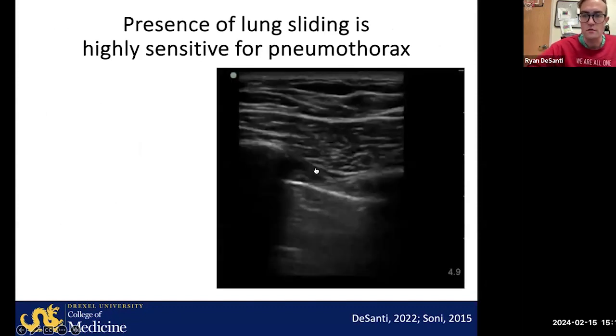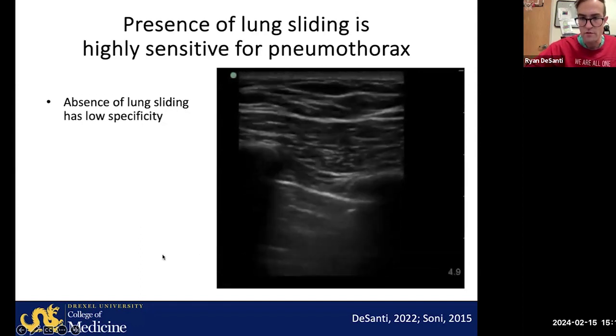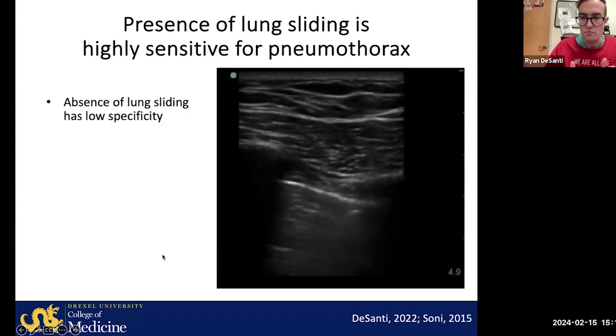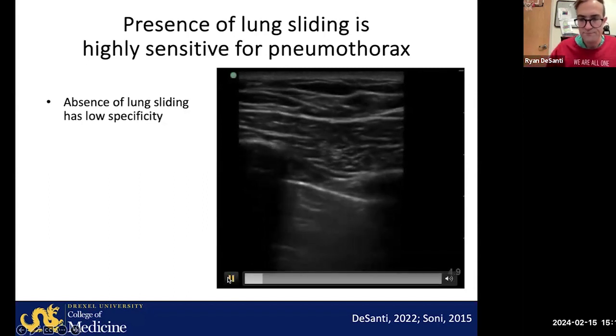The presence of lung sliding is highly sensitive for pneumothorax, meaning presence of pleural sliding mostly eliminates presence of pneumothorax. But absence of lung sliding has low specificity. So in this example, we can see the image moving, but the pleural line is not moving as the patient is breathing.